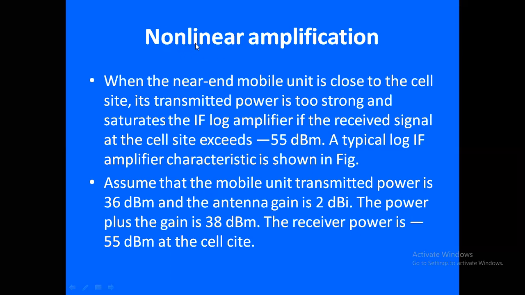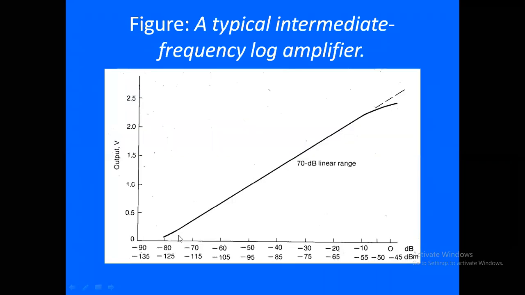So now we will see the non-linear amplification. When the near end mobile unit is close to the cell site, its transmitted power is too strong and saturates the intermediate frequency log amplifier, if the received signal at the cell site exceeds minus 55 dBm. A typical log intermediate frequency amplifier characteristic is shown in the figure.